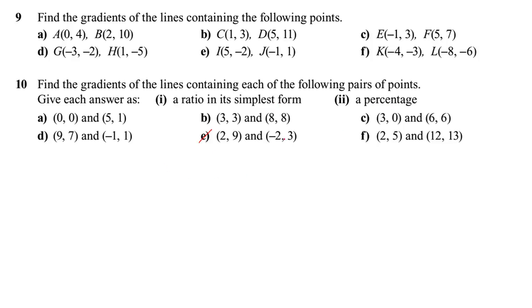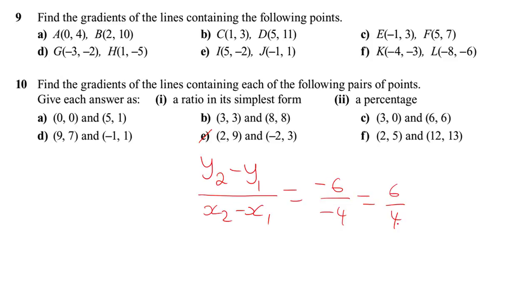The first thing to do here, I'm going to use the formula that the gradient equals y2 take away y1 over x2 take away x1. The 2's will be these numbers here. So I've got 3 take away 9, which is going to be -6. Then for the x, -2 take away 2, which is going to be -4. Now simplifying, negative divided by negative is positive, so I've got 6/4. Simplifying by halving each, that's going to be 3/2.